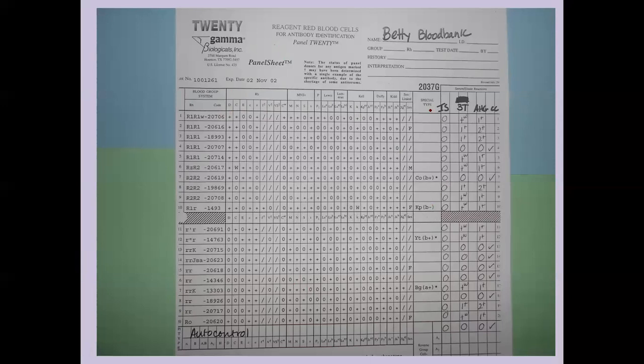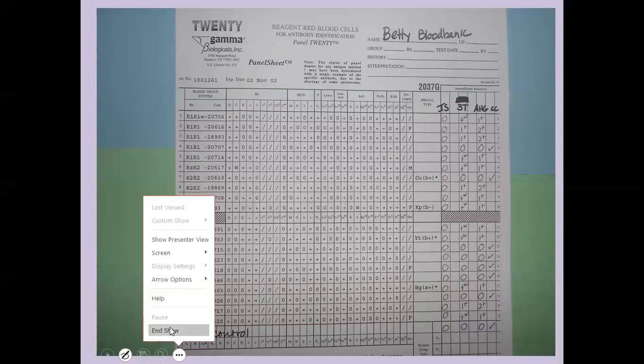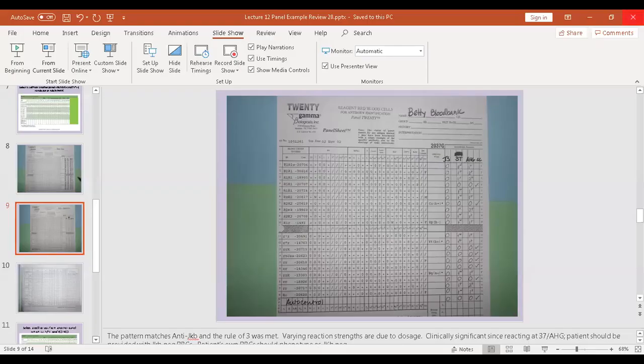I'm not going to be grading you on these two practice ones. However, I do want you to be aware that you're going to have an assignment with a panel that you will have to turn in. So it's really in your best interest to make sure you know what you're doing with these. This is a very, very important skill in blood banking.